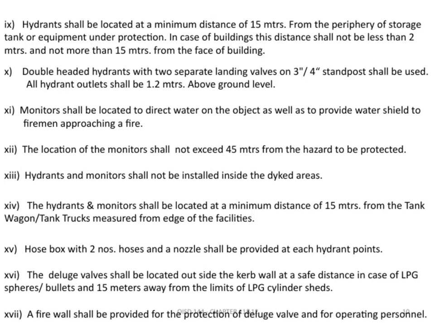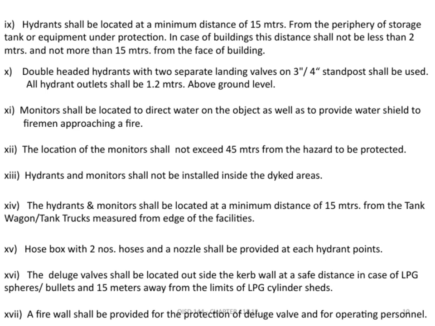Now, let's look at some key safety features outlined in OISD 144, Chapters 11 and 12. First, at each hydrant point, a hose box with 2 hoses and a nozzle must be provided. This ensures quick access to firefighting equipment in an emergency.